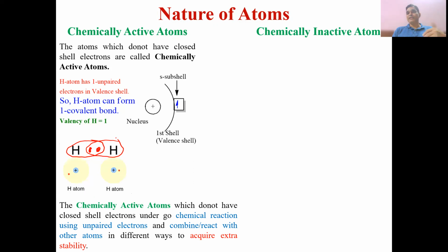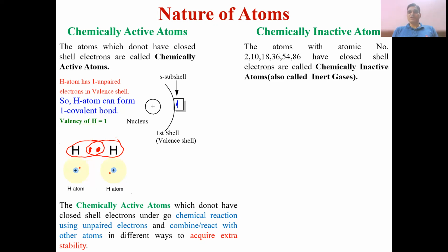Now what are chemically inactive atoms? As we already told you, the group 18 elements in the periodic table have the fulfilled stable configuration. They do not take part in bonding because they have all paired electrons. So the atom with atomic number 2, that is helium, 10, that is neon, 18, that is argon, krypton, atomic number 36, xenon 54, and radon, that is a radioactive element having atomic number 86, have closed shell, fulfilled stable configuration. So they come in the category of chemically inactive atoms.